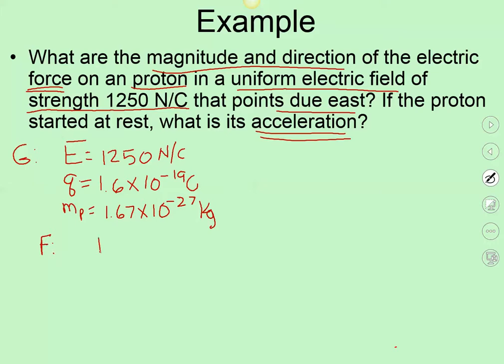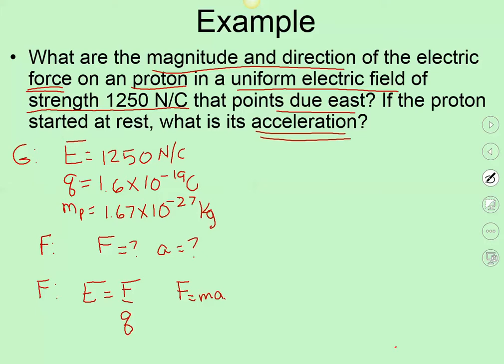the force and the acceleration. And so now we need our formulas. So we're going to use that electric field formula, E equals F over Q. And that should make sense. We know Q, we know E, we need F. That should be pretty obvious. And then we're going to use F equals ma for the second part of this.